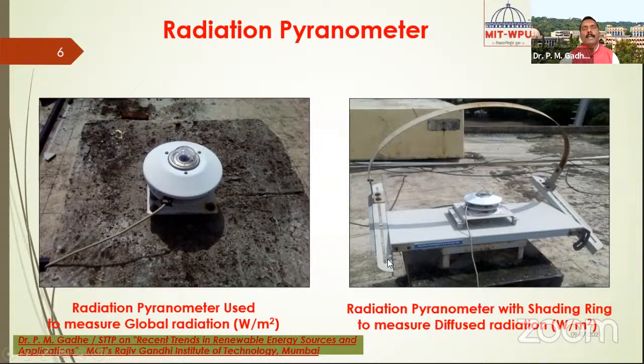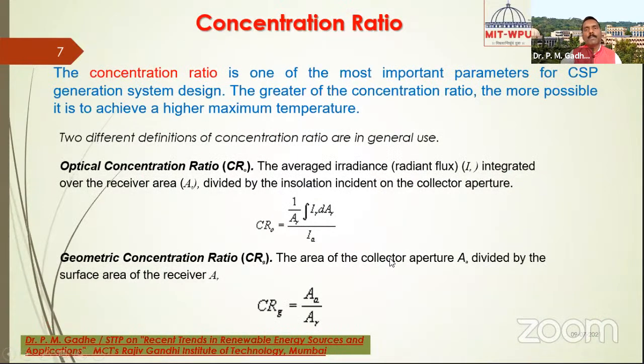Now, in a concentrating type of system, the concentration ratio is a very important parameter. Higher is the concentration ratio, higher is the temperature that we will get. Now, what is a concentration ratio? The concentration ratio is divided into two types, that is optical concentration ratio and geometrical concentration ratio.